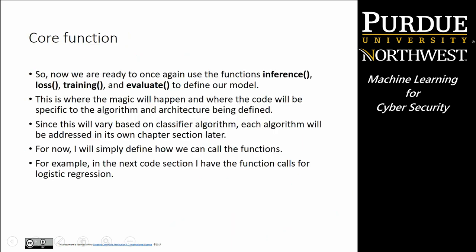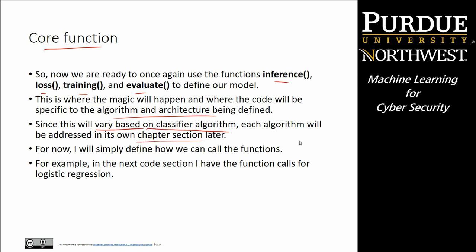So let's move on. The core functions, that's the other part of the code that we just saw. So now we are ready to once again use the functions inference, loss, training, and evaluate to define our model. This is where the magic will happen, and where the code will be specific to the algorithm and the architecture. You should be excited that now you're close to writing a deep neural network. We're almost there. Since this will vary based on classifier algorithm, each algorithm will be addressed in its own section here.